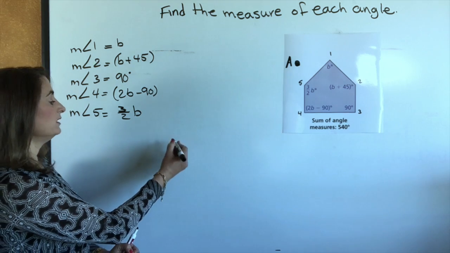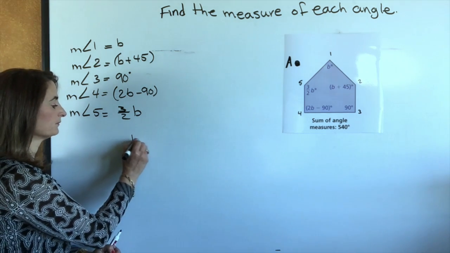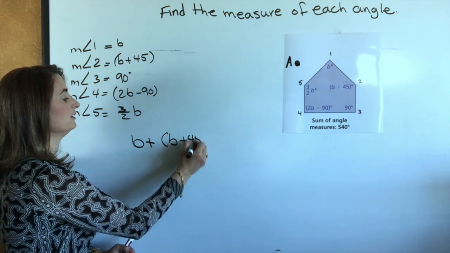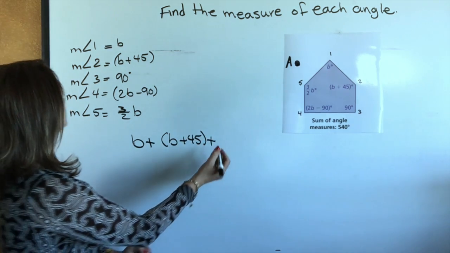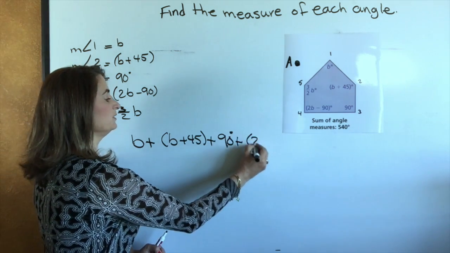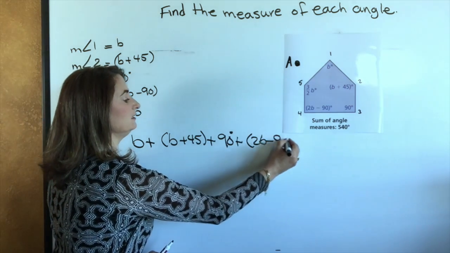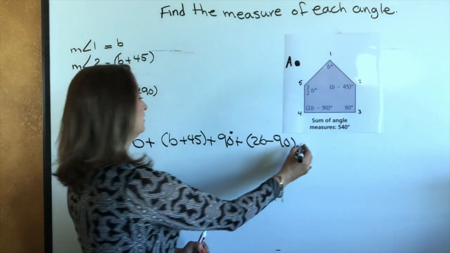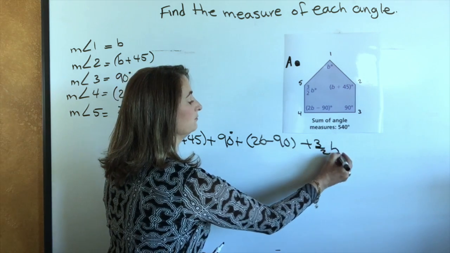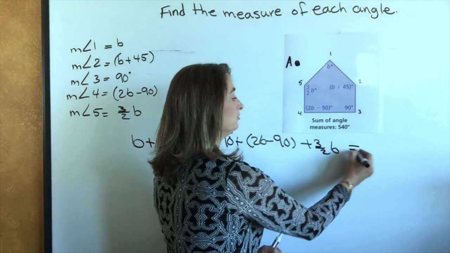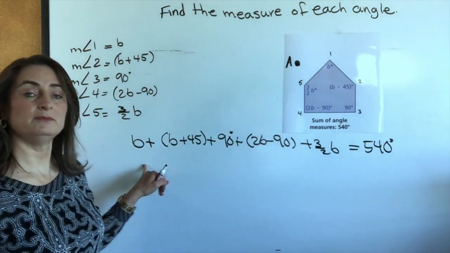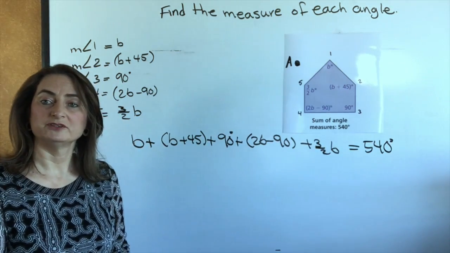So angle 1 is b, plus angle 2 is b plus 45, angle 3 is 90 degrees, angle 4 is 2b minus 90, and angle 5 is 3 over 2b, which should equal 540 degrees. So if I add all these up, it should be 540 degrees.